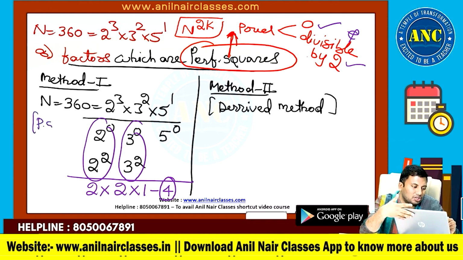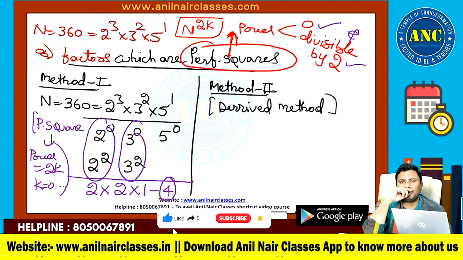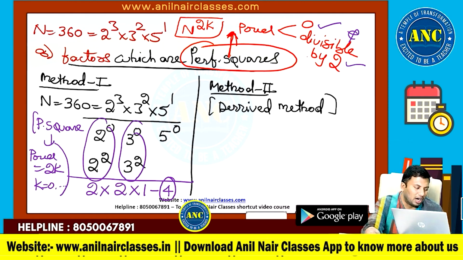A perfect square means the power should be of the form 2k, and k can start from 0 onwards. 1 is a perfect square: 2 power 0, 2 power 2. Why are we not taking 2 power 1? 2 power 1, that is 2, is not a perfect square. A perfect square means the power should be 0 or divisible by 2.